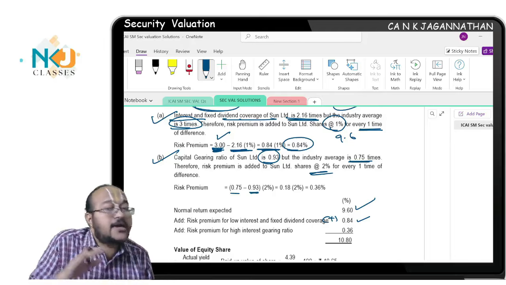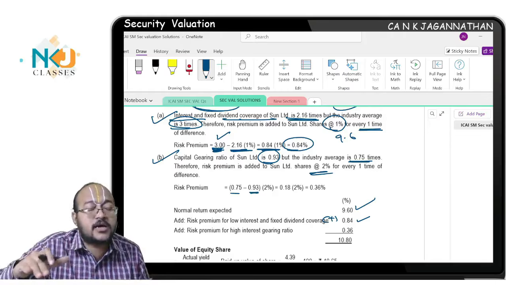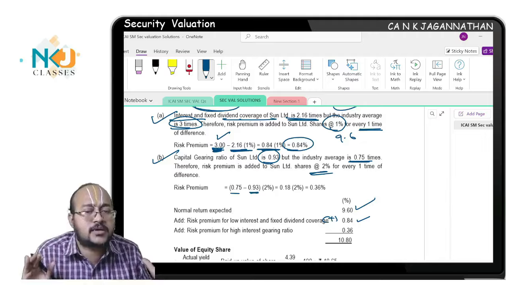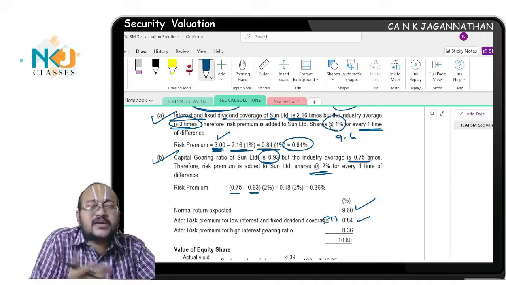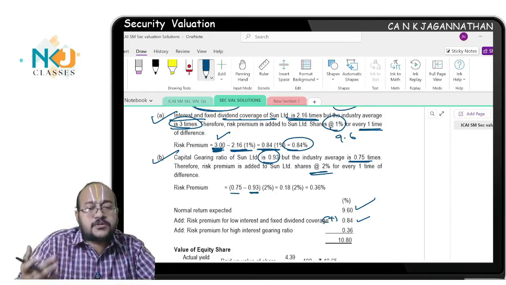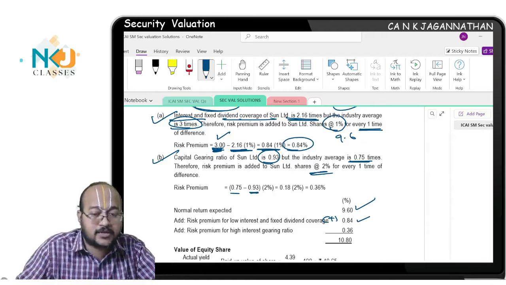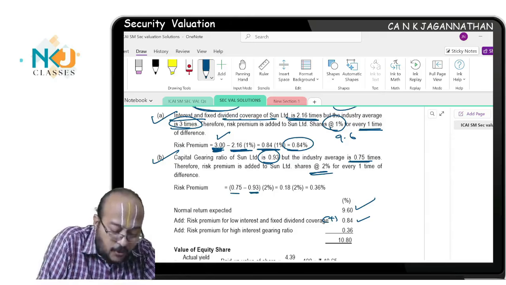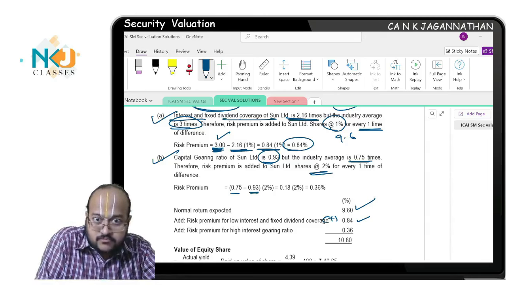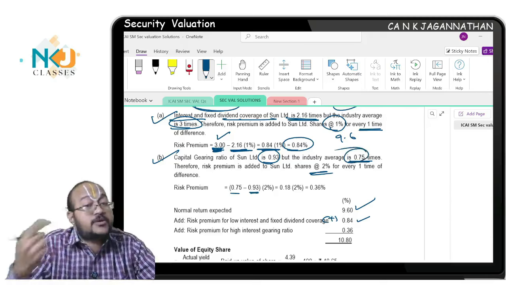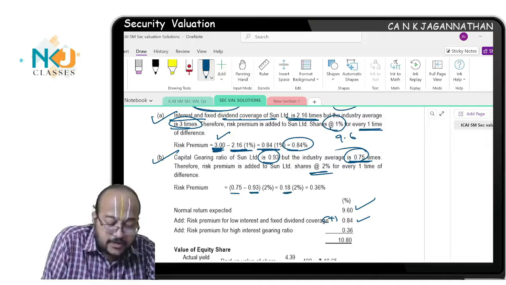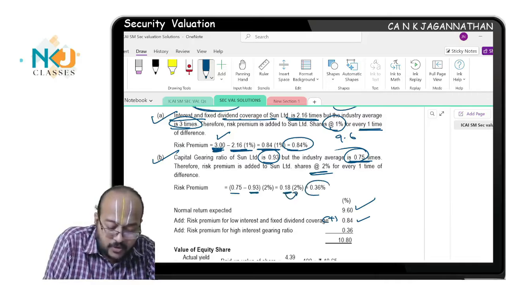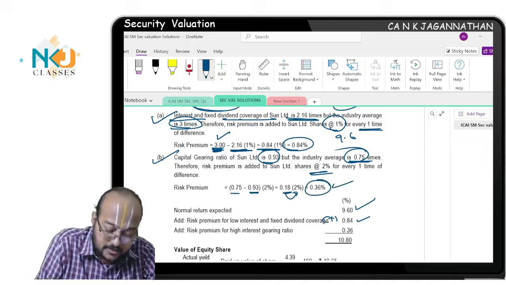Capital gearing ratio: the higher the capital gearing ratio, it will add to the risk. The capital gearing ratio is nothing but like the debt equity ratio, which means the company is more risky. If you keep on adding debt, it will be more risky. So here 0.93 is the current capital gearing ratio. The industry ratio is 0.75, which means it is more risky. The differential amount comes to 0.18. This 0.18 you multiply by 2%, 0.36% you need to add. Again, higher risk, you need to add.